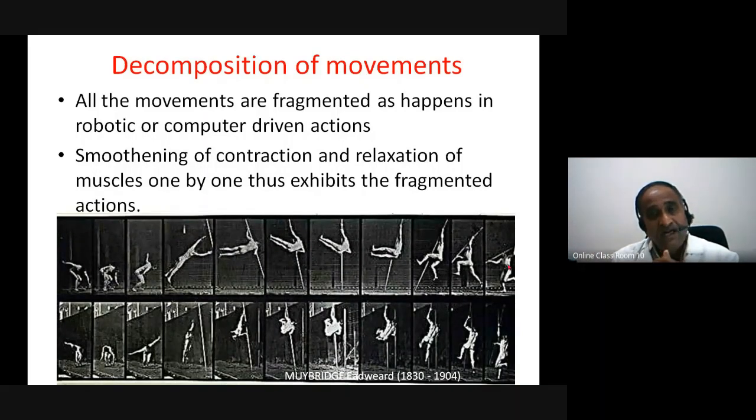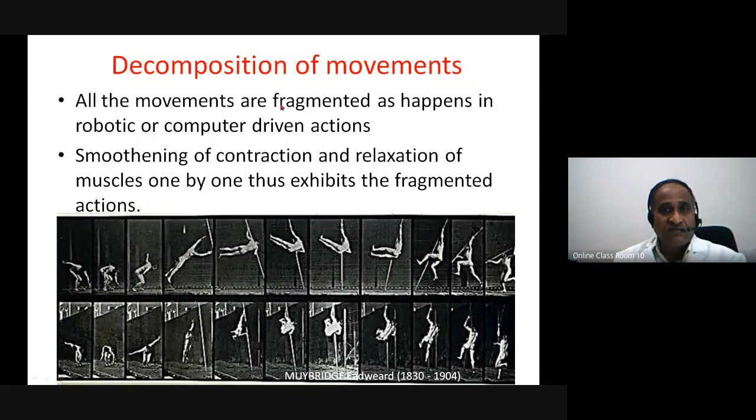Now these fragmented actions remain fragmented because of the cerebellum. We do not see them, so this is what the photographer is trying to catch. These fragmented actions manifest, and this is called decomposition. That means the movements get decomposed, split or broken. This is also a part of the dysmetria.